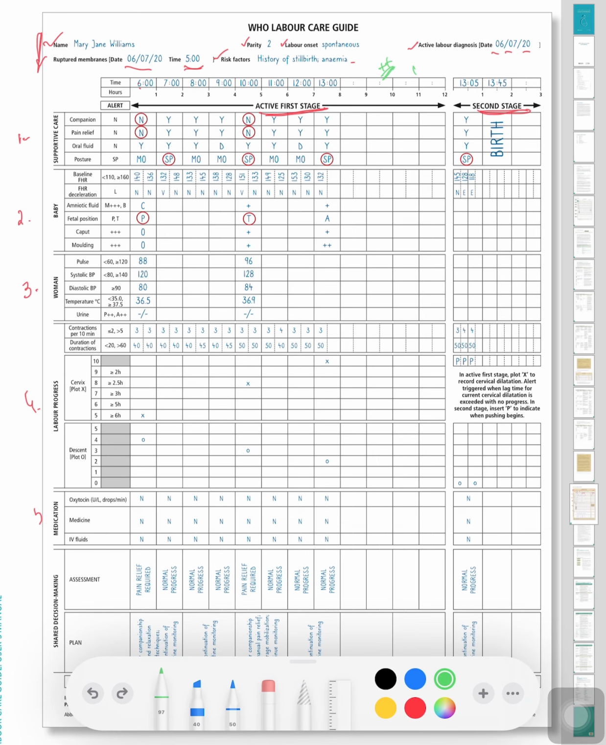So you have to check why there is protein and acetone in the urine. When she presented at 6 o'clock, her pulse was 88. After a few hours, it was 96. That was totally normal. Systolic blood pressure, first she presented at 6 o'clock, it was 120. At 10 o'clock, it was 128. That is totally fine. Diastolic was 80 at 6 o'clock. At 10 o'clock, it was 84. That is totally fine. Temperature was 36.5 at 6 o'clock, and at 10 o'clock, it was 36.9.